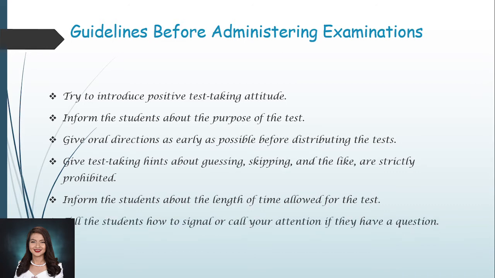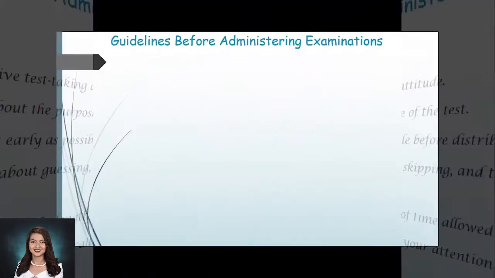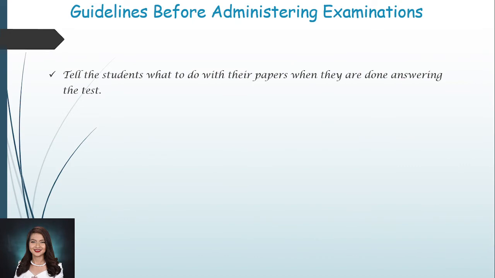Next, tell the students how to signal or call your attention if they have a question. So you can tell them that they can raise their hand if they have any question. They can show a peace sign if they want to go to the CR, or another signal that can call your attention. Next, tell the students what to do with their papers when they are done answering the test, or how papers are to be collected.